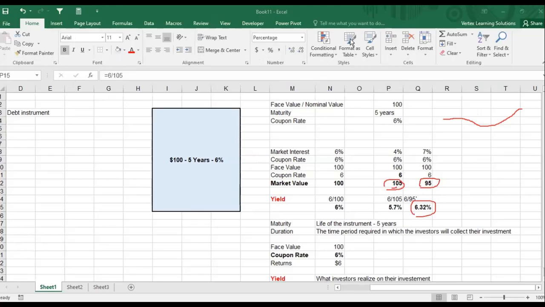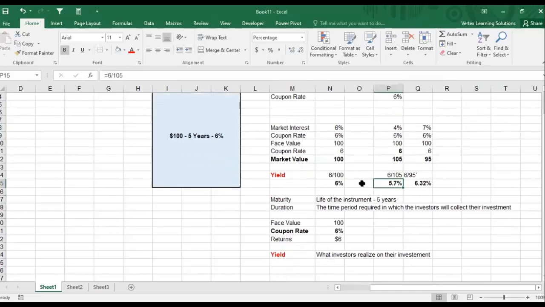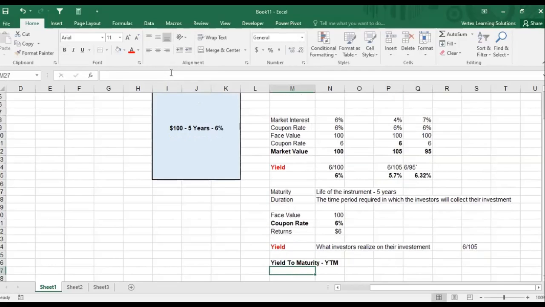So you get that. I go back to the definition where I wrote down that yield is what investors realize on their investment. So what do I realize? $6. What is my investment? $95 or maybe $105. Whatever you realize, that is called yield. And then there is a word which is called yield to maturity. It is also called YTM. Very quick word on that.